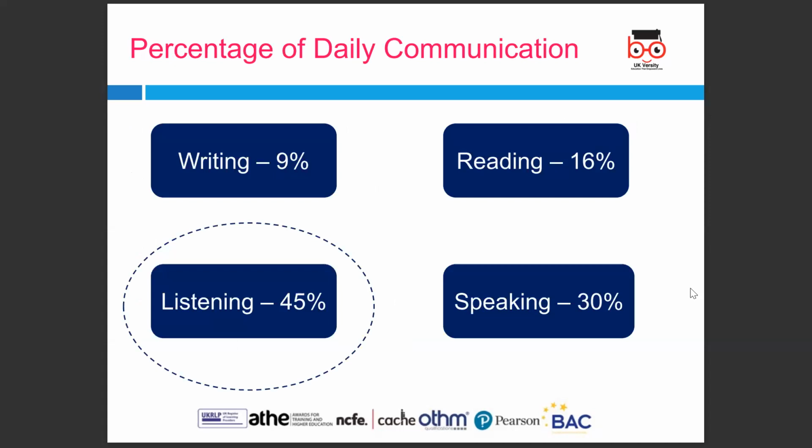Looking at the percentage of daily communication: writing is 9%, reading is 16%, and speaking is 30%. As we can see, the highest, at 45%, is listening. That's why it's so important to identify any issues with listening and to make sure that what you listen to is effective. It is the most important skill that underpins all positive human relationships.